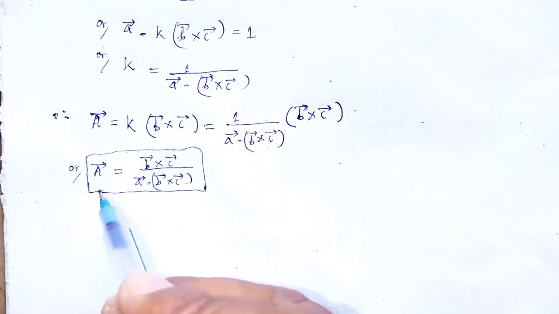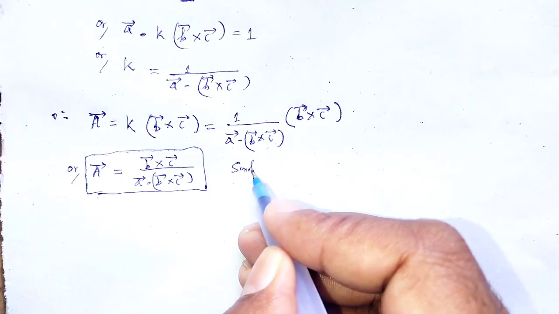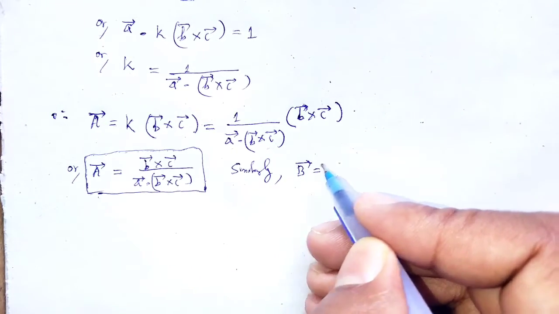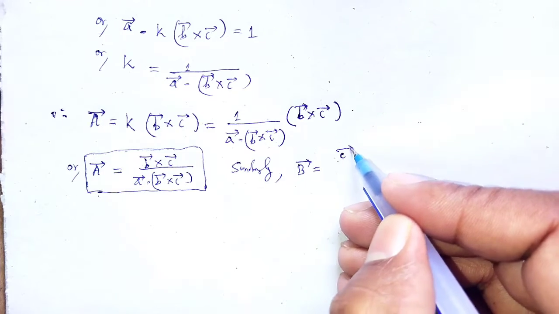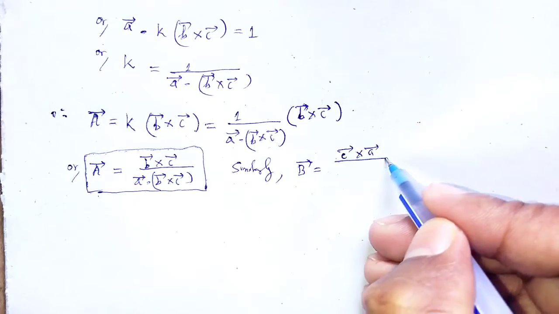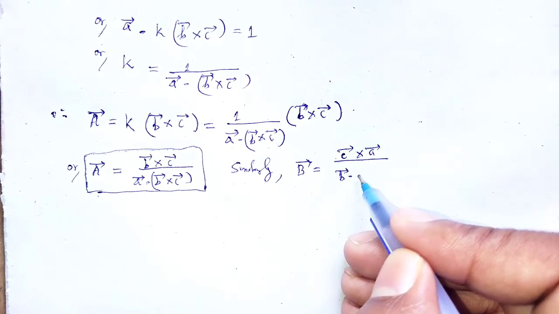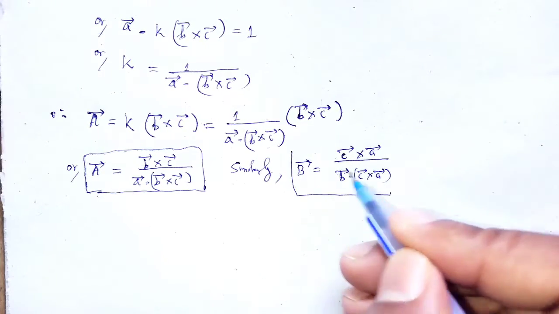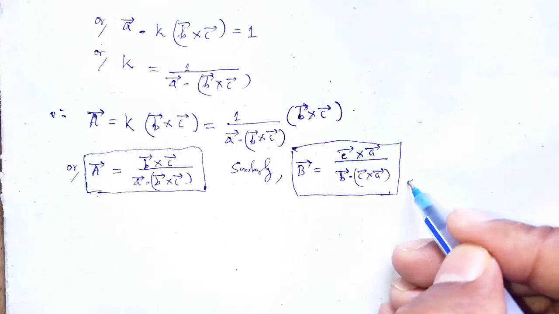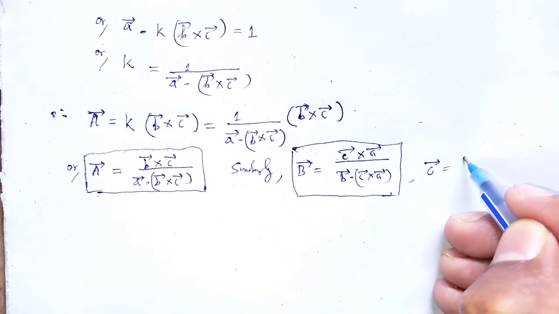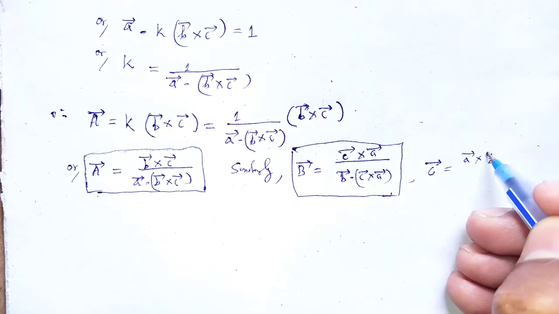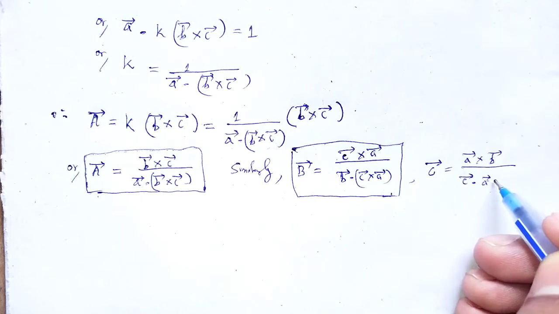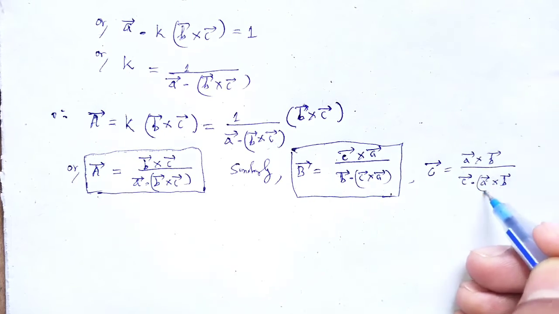Similarly, for B vector, it is C cross A divided by B dot C cross A, and C vector is equal to A cross B divided by C dot A cross B.